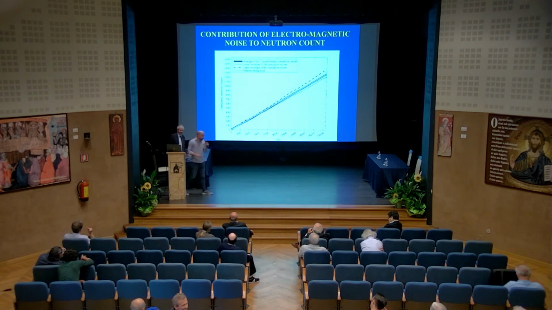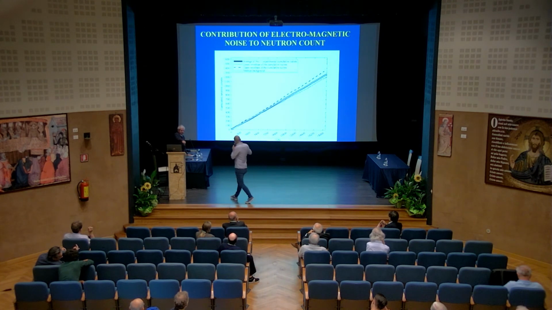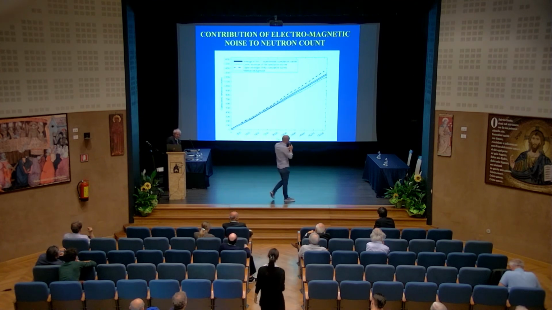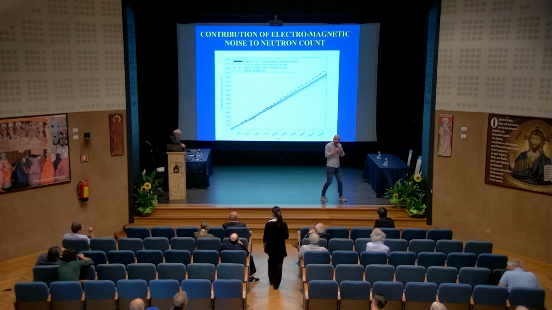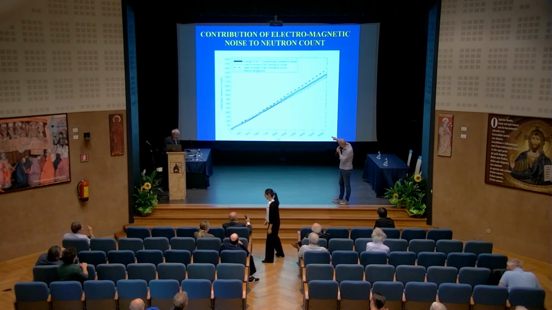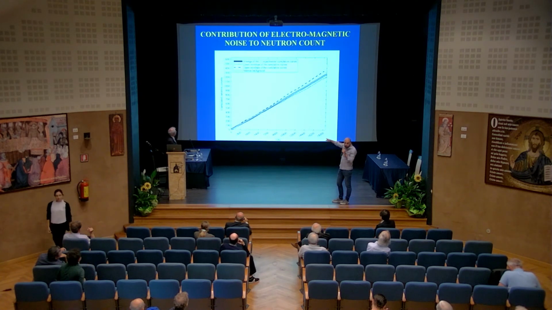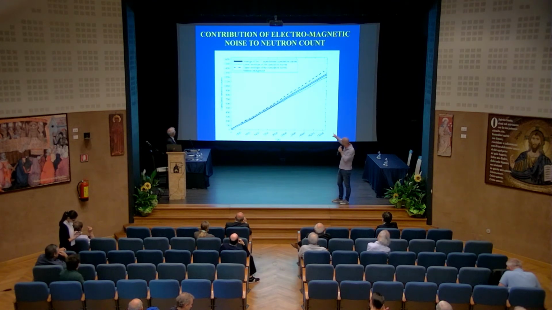For the fatigue test, the electromagnetic noise was accounted for. In particular, before the fatigue test, the electronic devices were switched on, and neutron emission activity was measured. Here you can see the gray curve. The gray curve is the neutron emission activity with the electronic devices switched on, sorry, the black curve. The gray curve is the neutron background.